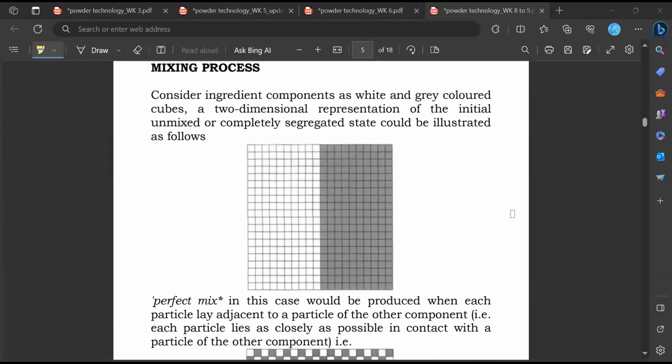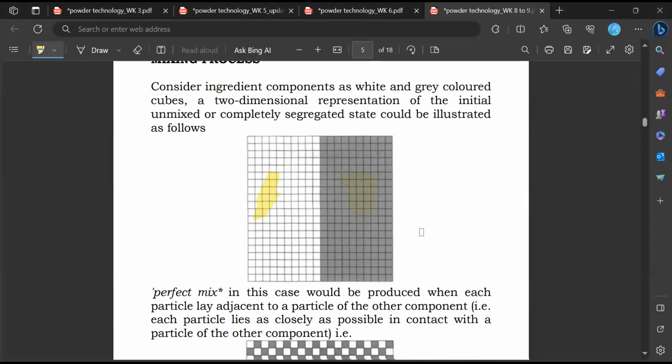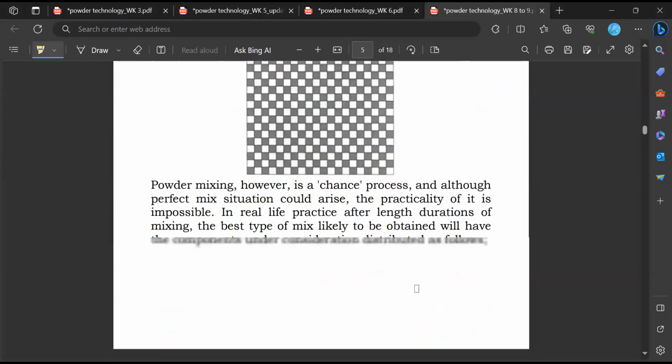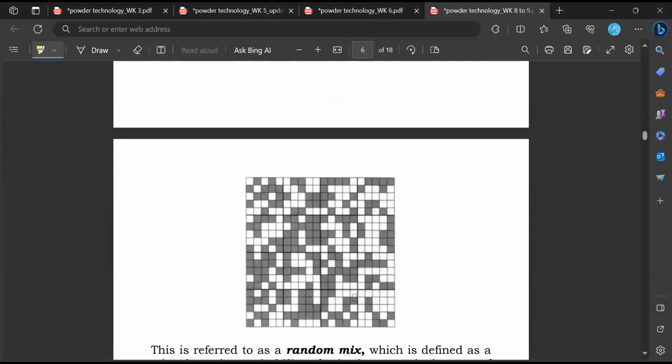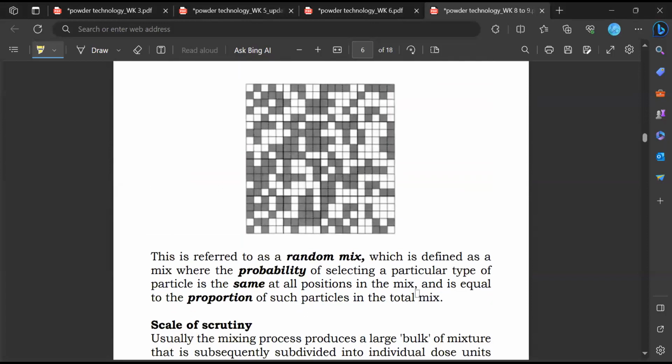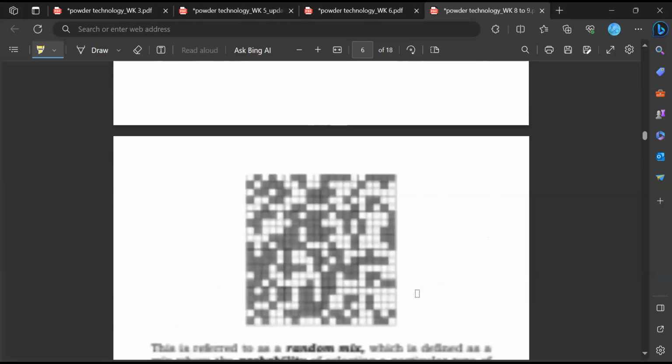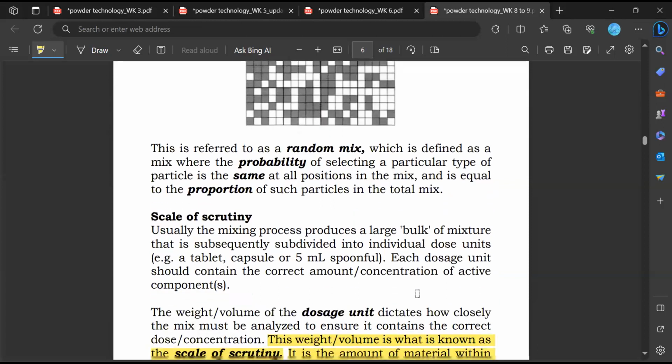So when we're talking about the perfect mix, you start with two components, for example, this is the API and this is the excipient. You start out like this. When you want to approach a perfect mix, it would be something like this. But we don't get that in practice. It's usually something called a random mix. So that's the perfect mix, and a random mix is what we usually get in practice.